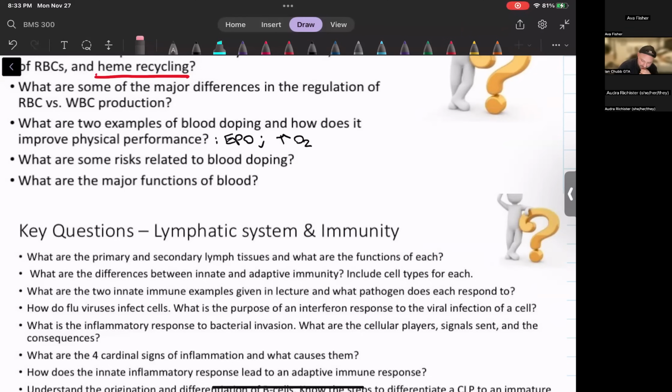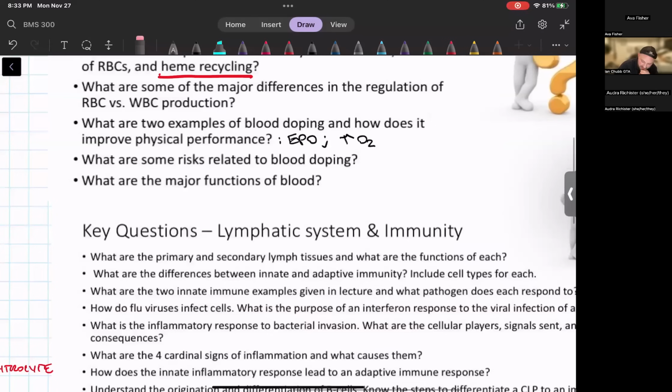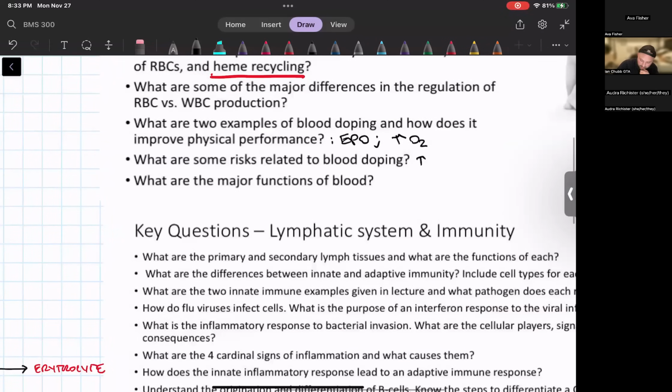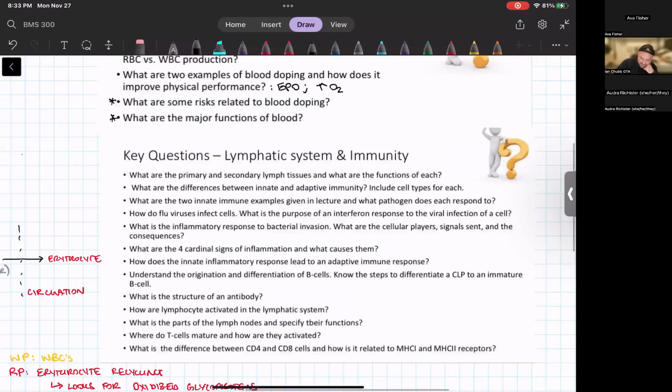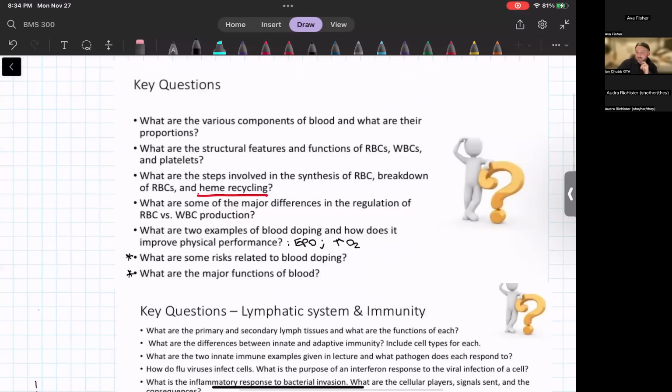I don't really want to go through the pathologies. I think you guys can kind of look at that yourselves. I just want to go through more of the processes that we have to know. So make sure you guys check out these questions if you haven't looked. Do you guys have any questions on blood? I feel like that's a lot.